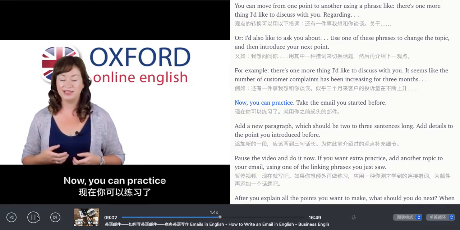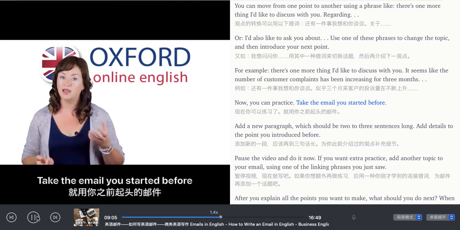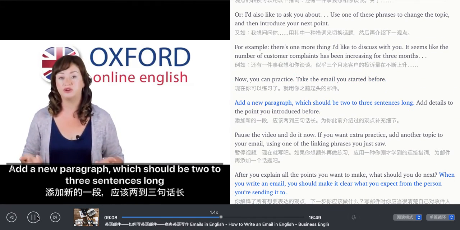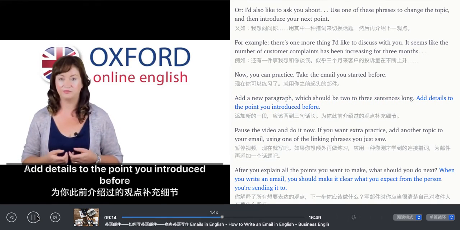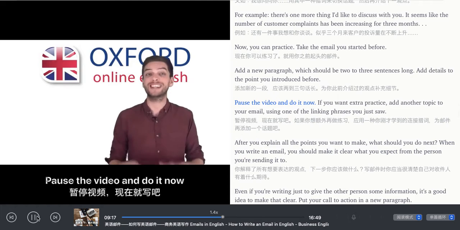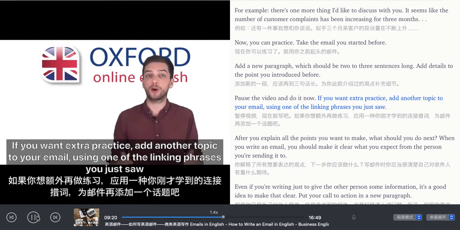Now, you can practice. Take the email you started before. Add a new paragraph, which should be 2 to 3 sentences long. Add details to the point you introduced before. Pause the video and do it now. If you want extra practice, add another topic to your email, using one of the linking phrases you just saw.